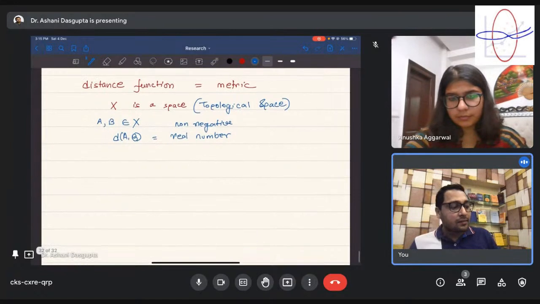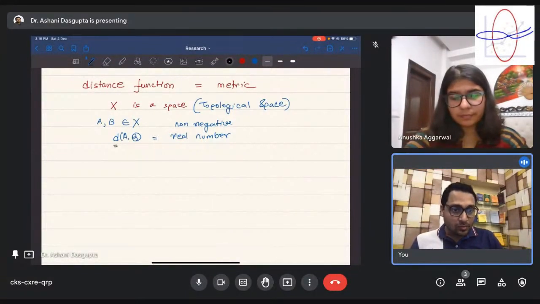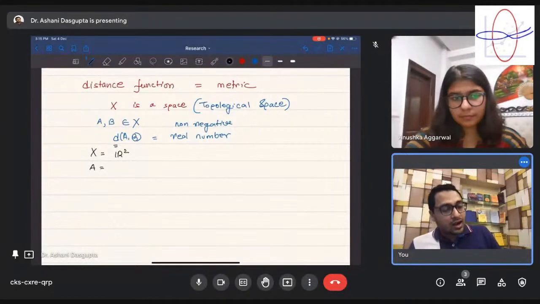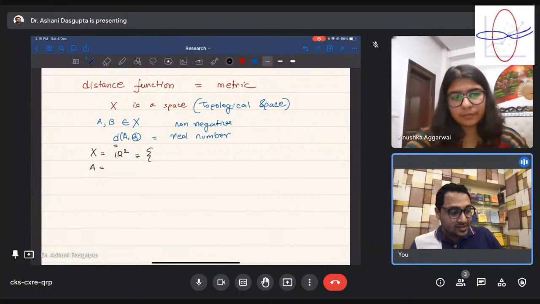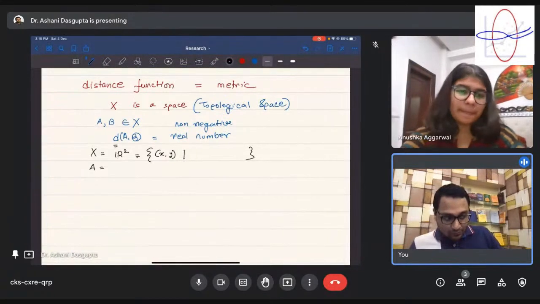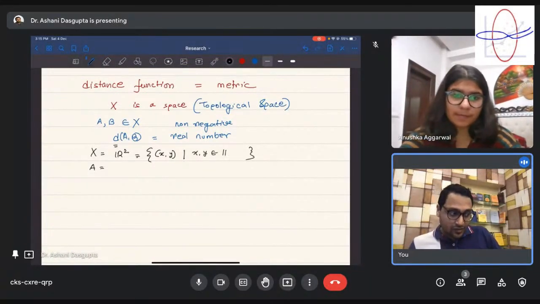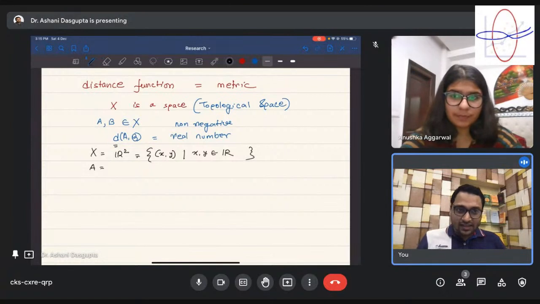And I will give you an example of such a distance function d. There is a very simple example. We all know about this. Suppose X is R2. R2 means the xy plane. You can think of it like that, or you can think of it as a set containing duplets such that both x and y are members of the real numbers. So that's what R2 is, without any additional structure at this point.